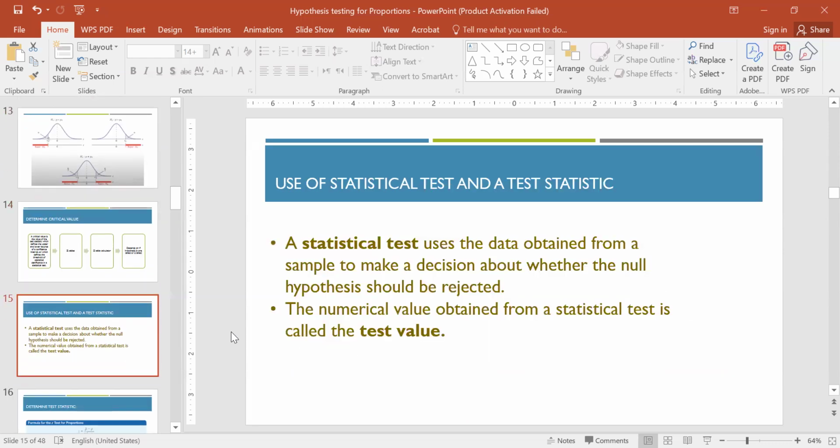So, the use of a statistical test and a test value. A statistical test uses the data obtained from a sample to make a decision about whether the null hypothesis should be rejected or not. And the numerical value obtained from a statistical test is called the test value or the test statistic.